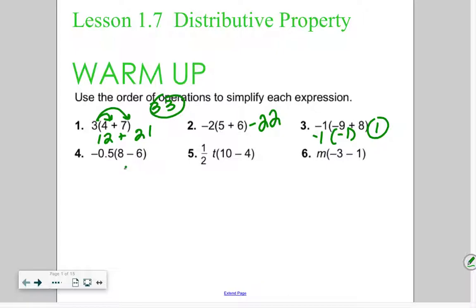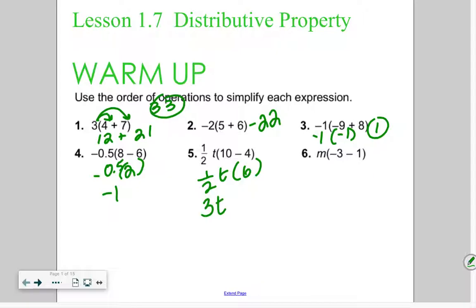8 minus 6 would be 2. Now, what's half of 2? 1. Positive 1 or negative 1? It would be a negative 1. Over here, what's 10 minus 4 inside parentheses? Now, 1/2 times t times 6. What's half of 6? 3. So my answer is going to be 3t.